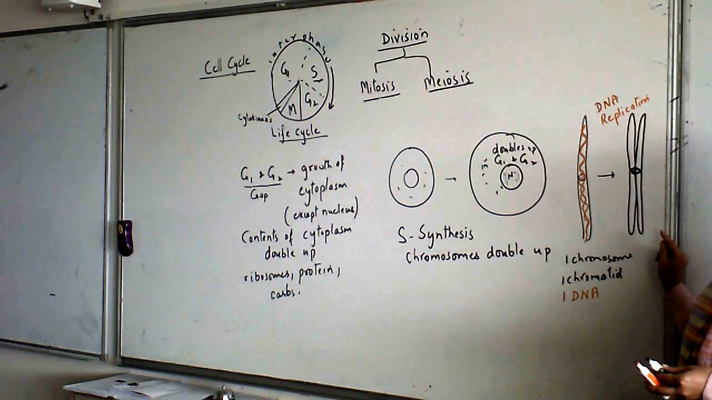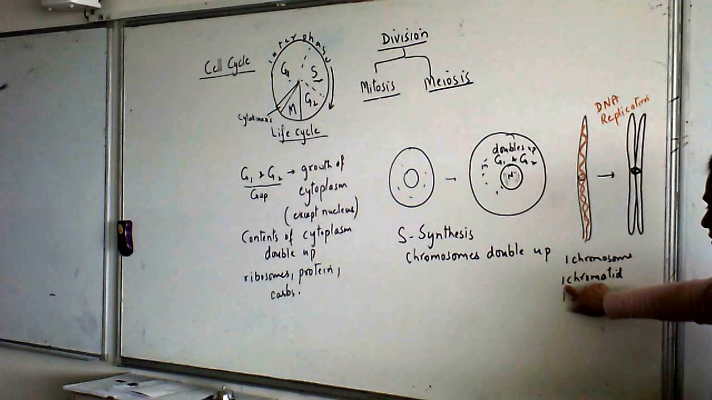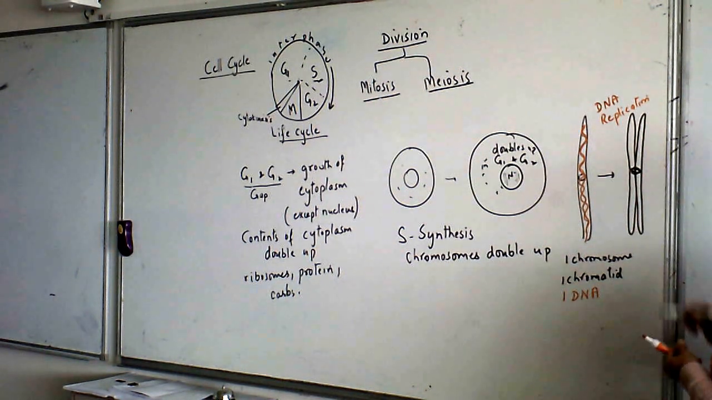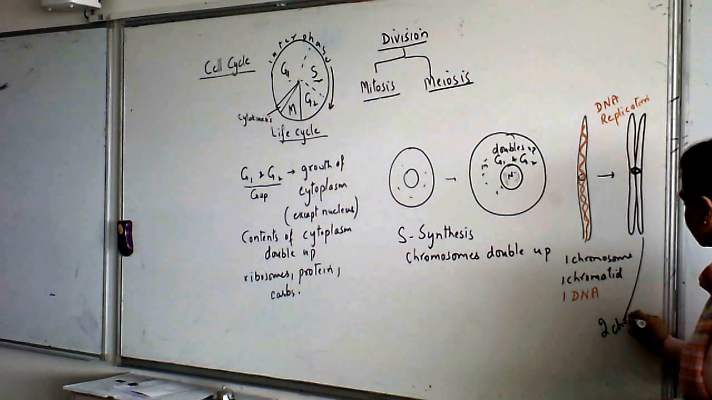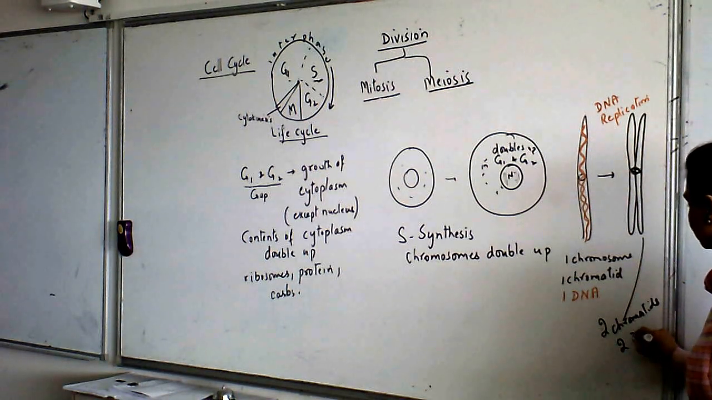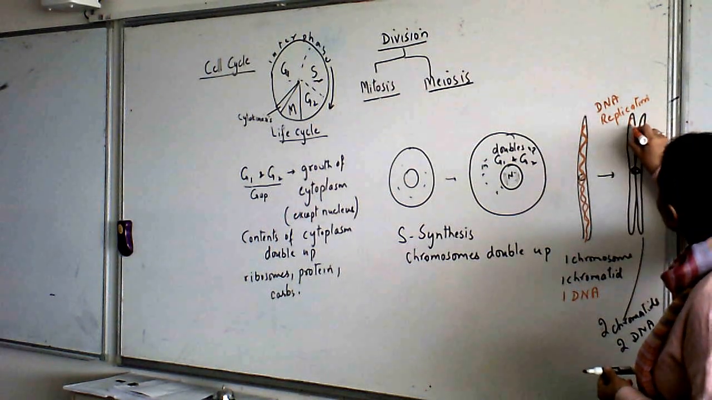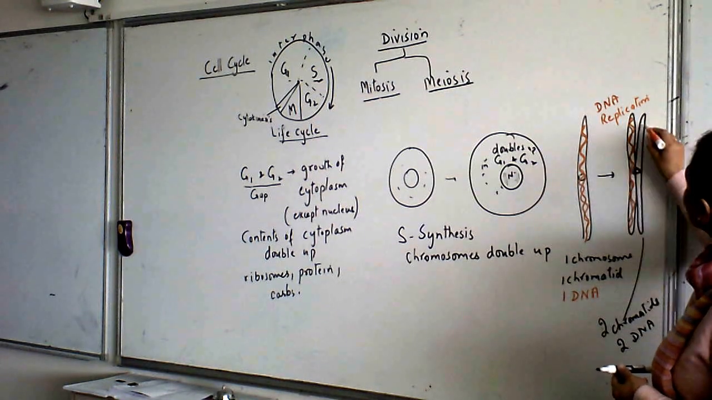Is it two chromosomes now? No. Still one, but with two chromatids. That's how it doubles up. Okay? So this is still one chromosome, but with two chromatids, or you could say with two DNA molecules. Right? So this DNA is an exact copy of this one.